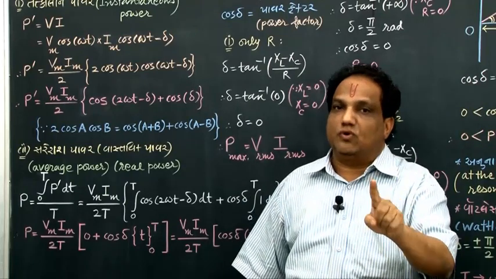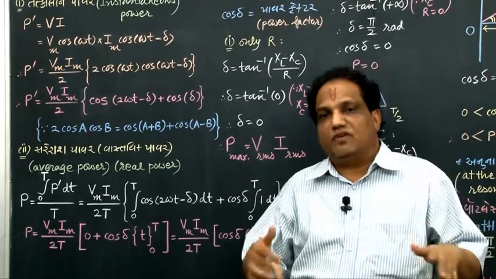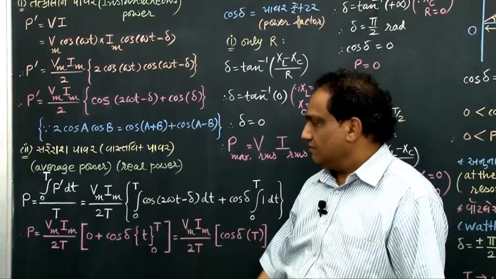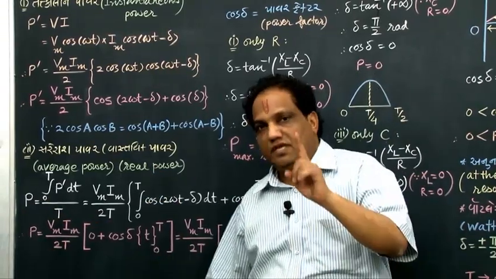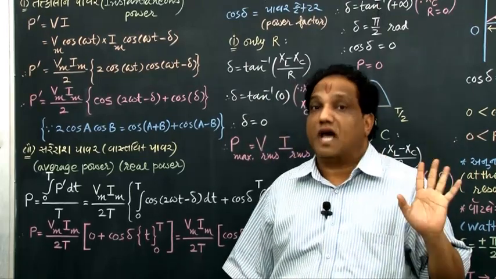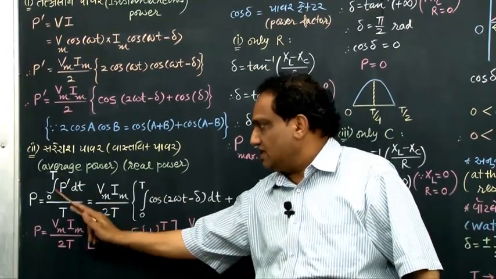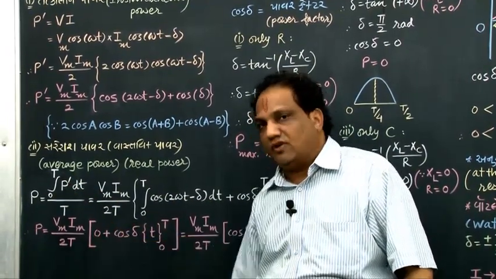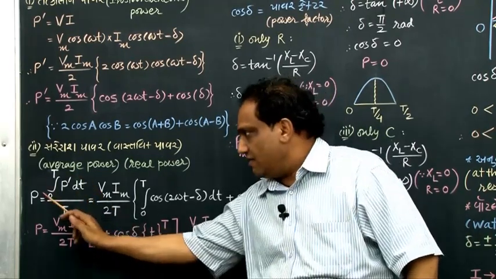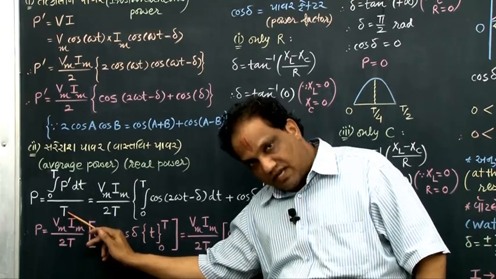Such a power is known as average power or real power, because we measure it in reality. That's why we call it real power. Now that real power is the average value of power over one periodic time. For that, you should take the summation of instantaneous values of power in one periodic time interval, and then that summation should be divided by the same time interval, that is capital T.